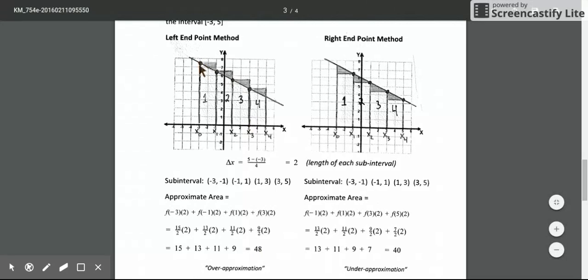And again, because we were using a left endpoint rectangle and we have a decreasing function, this ends up being an over approximation. So all of these shaded areas is how much we are over in our approximating area.